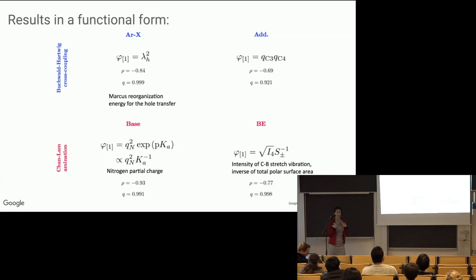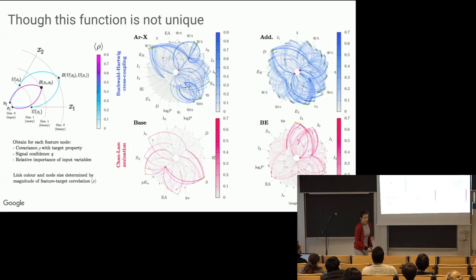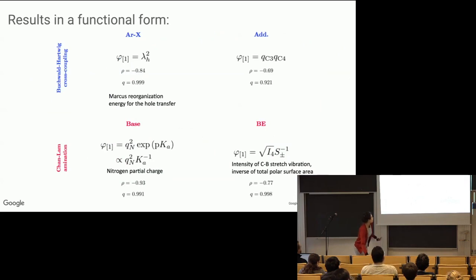I should also admit at this point that I'm a mathematician by training, so it's unclear to me why it's not possible to do this in chemistry. It seems to me you should be able to write equations for reactions. Of course, these equations are not unique. This is the function that happened to correlate the best.